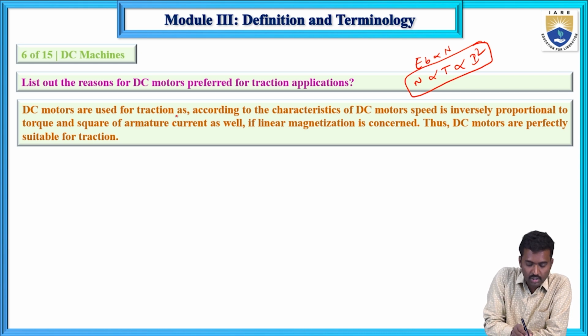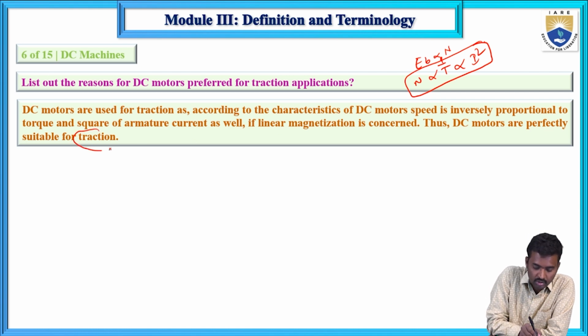If DC motors are used for traction, according to the characteristics of the DC motor, speed is inversely proportional to torque, and torque is directly proportional to the square of the current. Here there is a linear magnetization concern, so DC motors are suitable for traction.